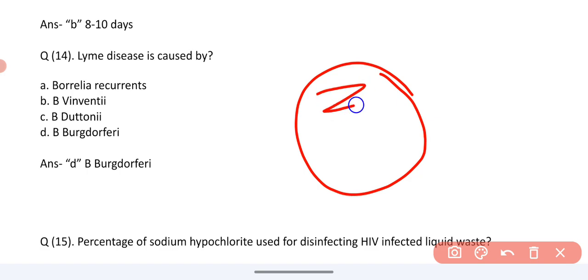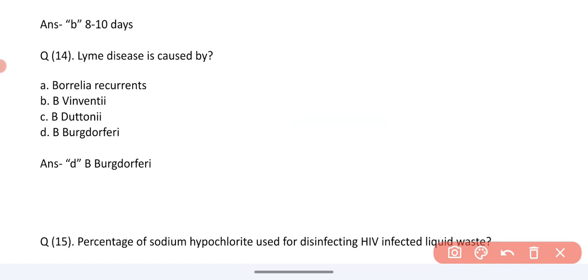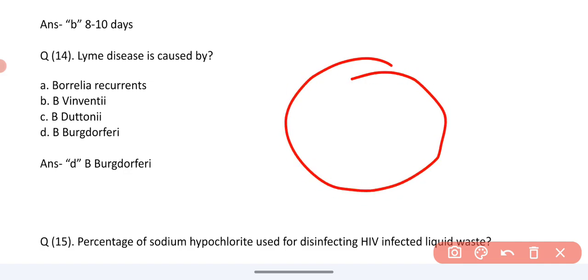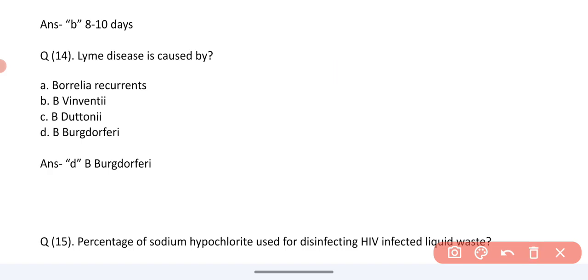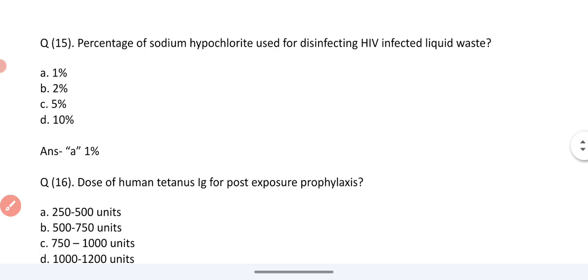This area is the center, right? This center will be clear. There will not be any rash in the center. Only in the surrounding there will be a circle or erythema on the outside. That's why it is called bullseye. So these two things have to strike your mind when you come across Lyme disease.